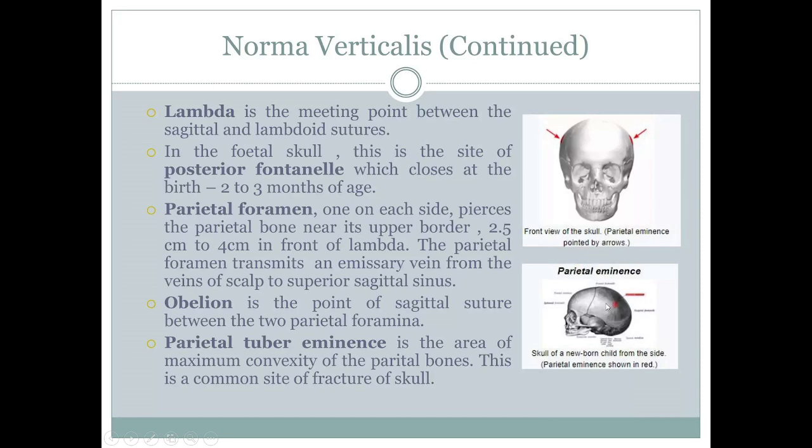Now we can see in the picture the parietal tuber eminence. It is the highest point, with maximum convexity seen in this region. This is a common site of fracture of the skull because this is the highest point, the maximum convexity seen in that region. That's why it is a common site for fracture of the skull.